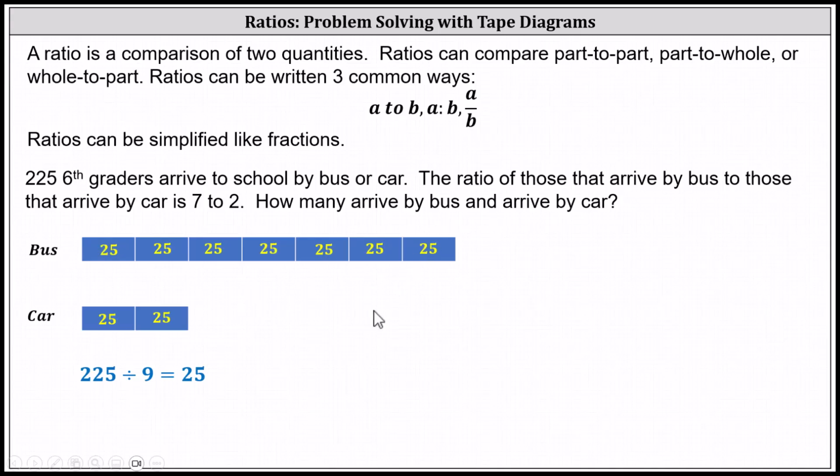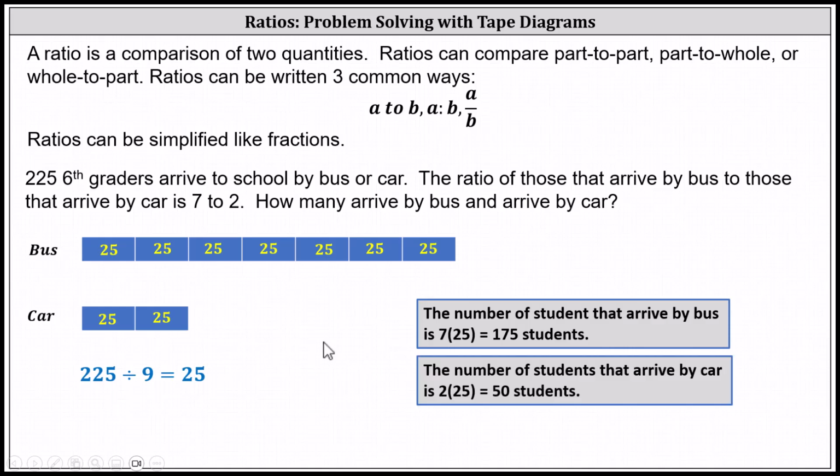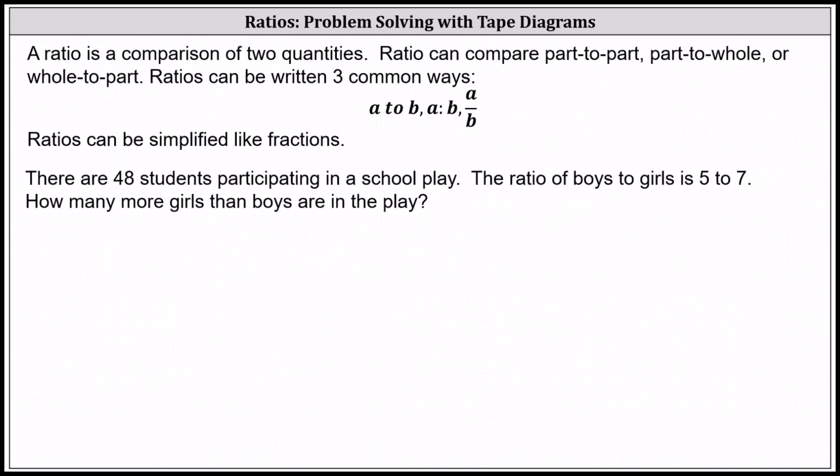The number of students arriving by bus is 7 times 25, or 175, and the number of students arriving by car is 2 times 25, or 50. Let's take a look at a second example.